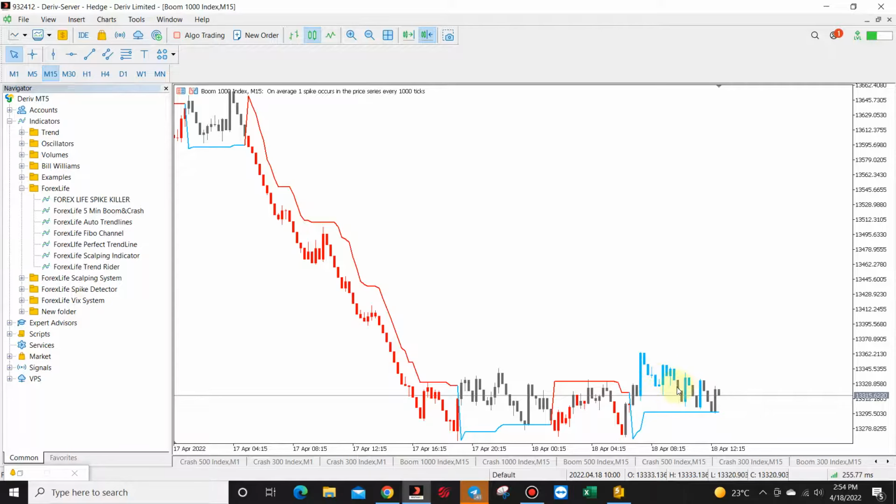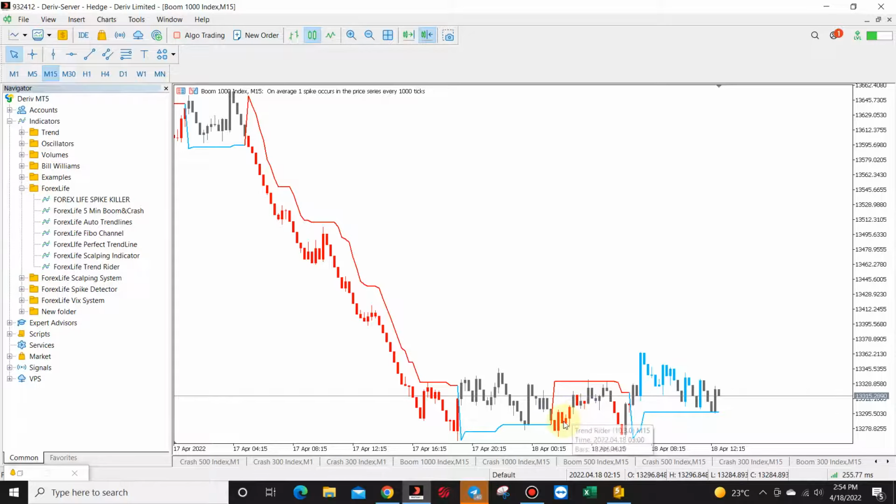When you see these black, grayish candles over here, it means that the market might reverse. There might be a reversal in the market. However, you do not exit your trade if it's still above the trend rider, this blue line. Once the candle closes below our blue line, our trend rider, we will exit the trade and wait for confirmation to take a sell.